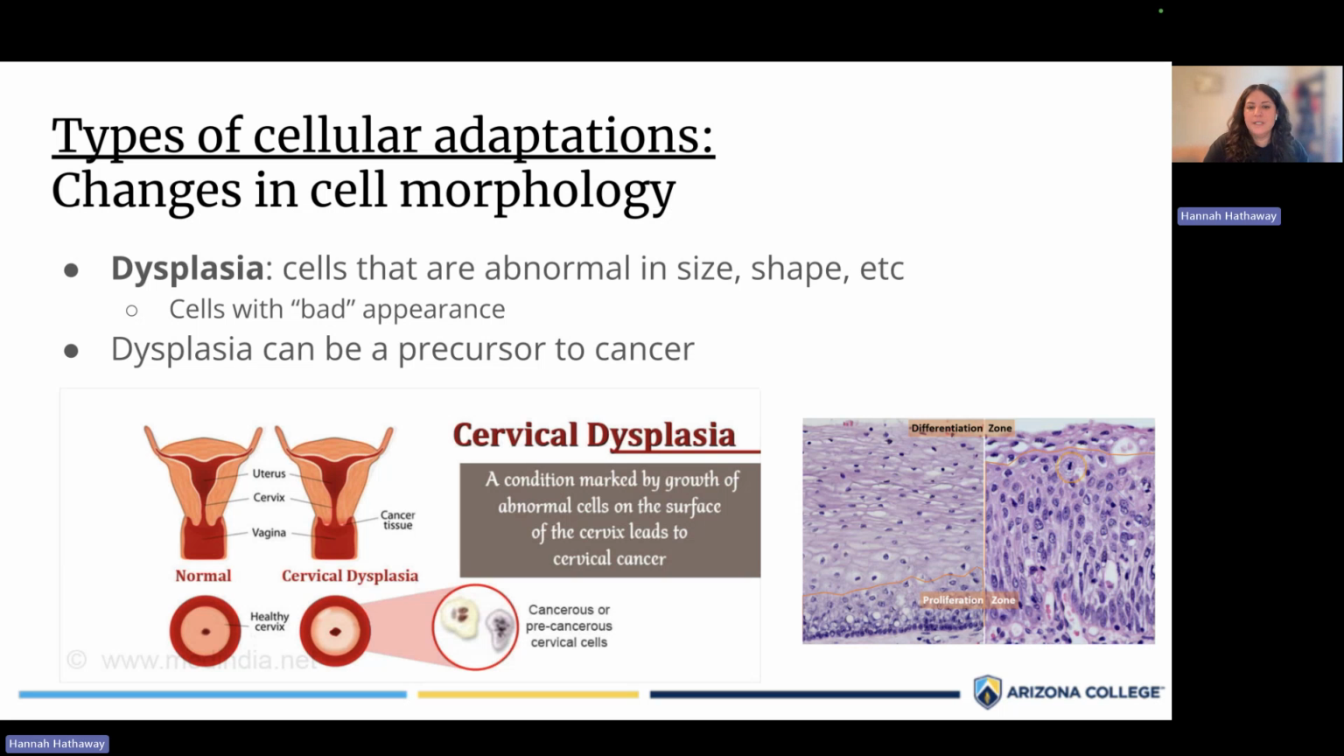Classic example here is cervical dysplasia. If you've ever had a pap smear, this is essentially what that test is looking for. It is looking for these bad or abnormally shaped cervical cells. And that is because if you see some of those abnormally shaped cervical cells, it indicates that you might be at higher risk of cervical cancer.